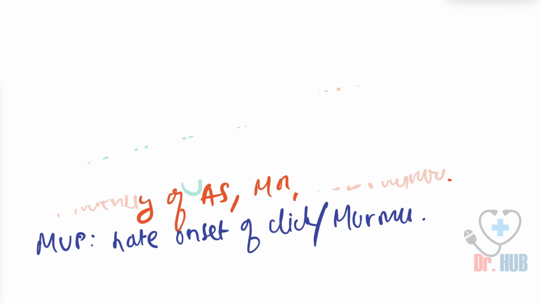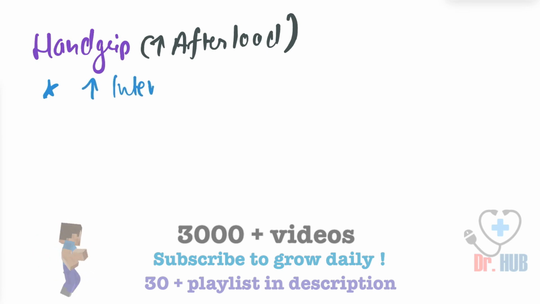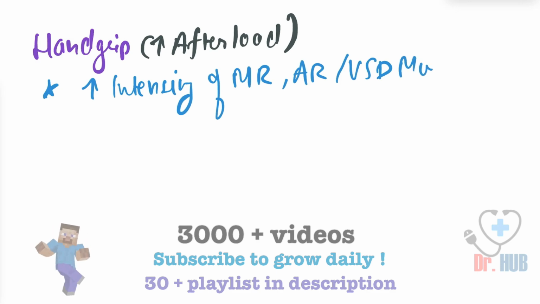Now we'll be answering our question. The question we asked was to comment on the hand grip. In terms of hand grip, what we see is an increase in the afterload. And what is its effect? The effect is an increase in the intensity of the MR, the AR as well as the VSD murmurs.